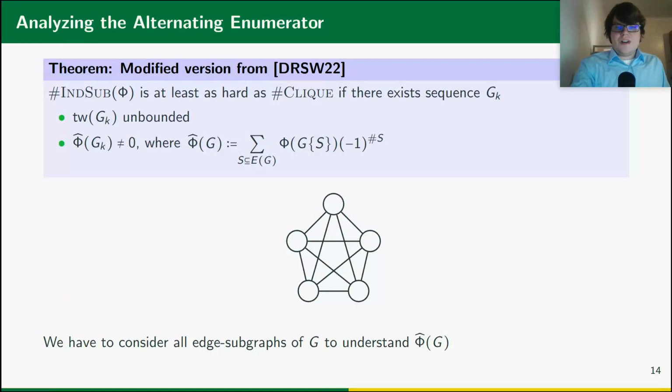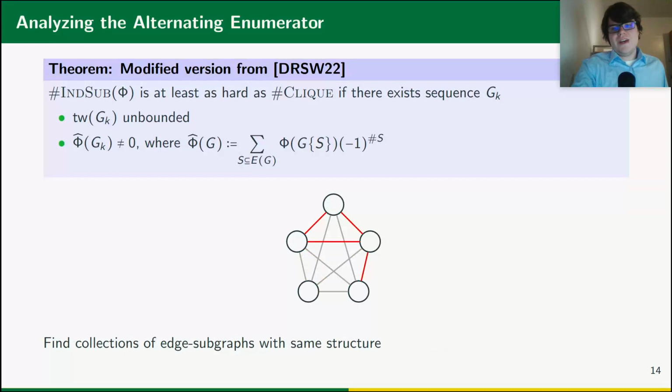Imagine that I give you a graph, in this case here the complete graph, and you have the task to compute this alternating sum in IndSub(phi), this alternating enumerator. What would you do? You would look at all induced subgraphs of some specific size, plug this into this value and see what comes out of this. And this is of course very, very cumbersome, so we have to find some structure in this problem.